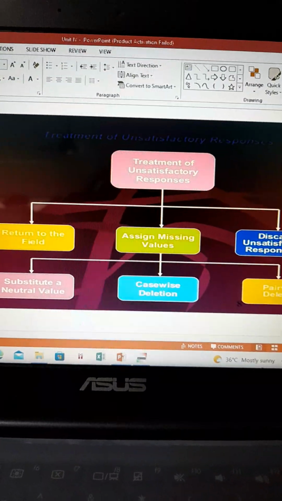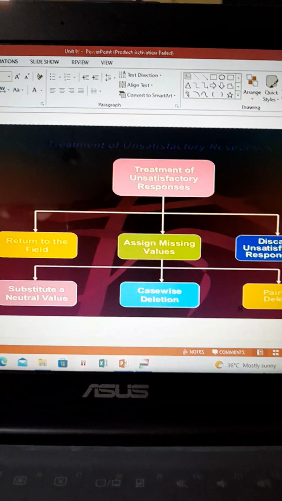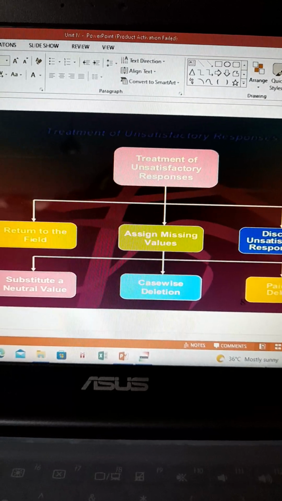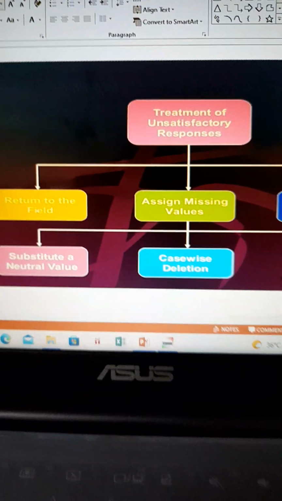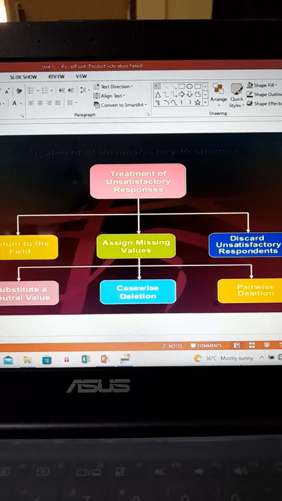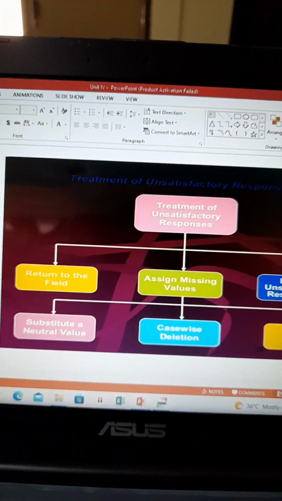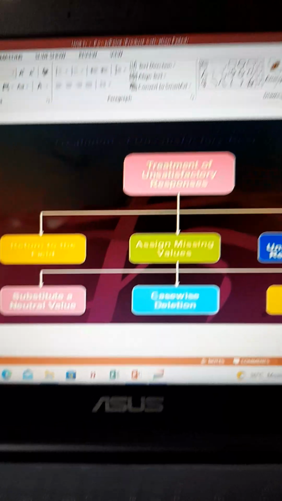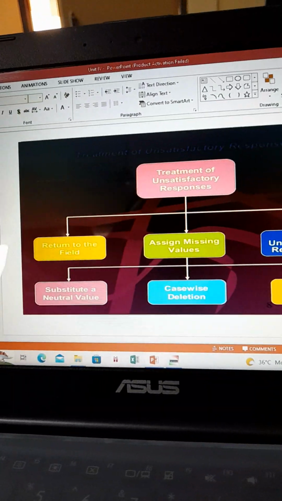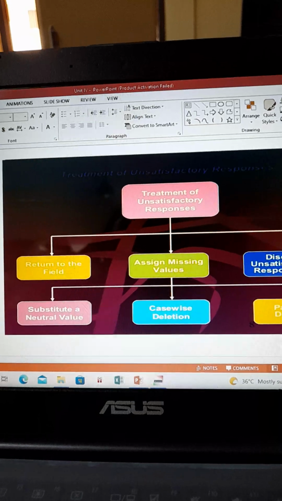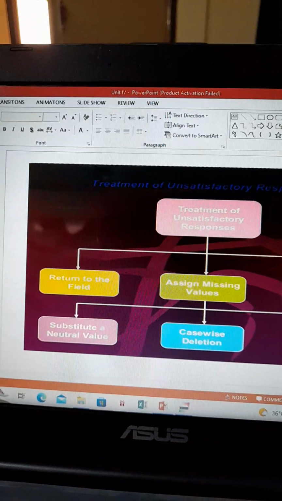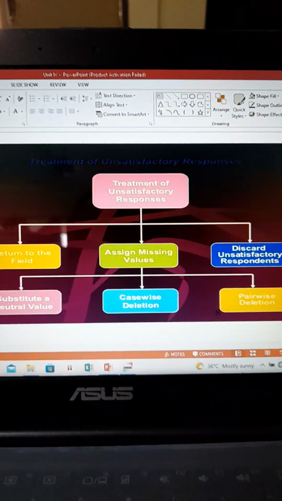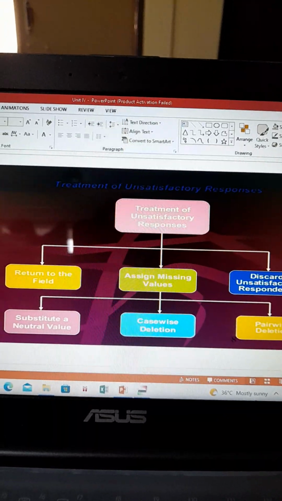Now let us see a diagram. How are we going to treat the unsatisfactory responses? Treatment of unsatisfactory responses is classified into three: return to the field, assigning missing values, and discard the unsatisfactory respondents. Assigning missing values is further classified into three: substitute a neutral value, case-wise deletion, and pair-wise deletion.